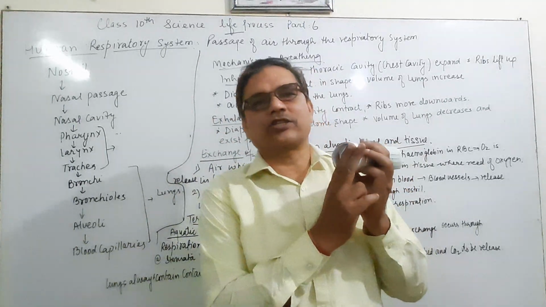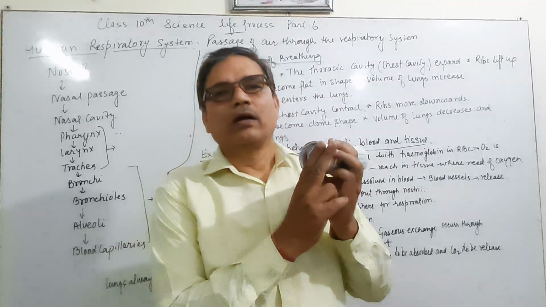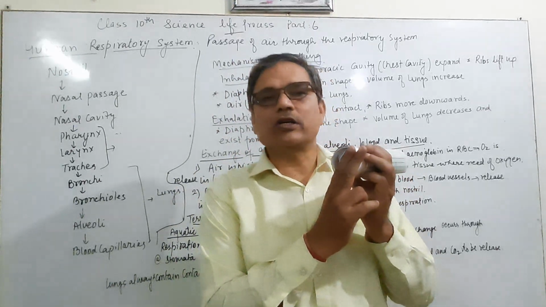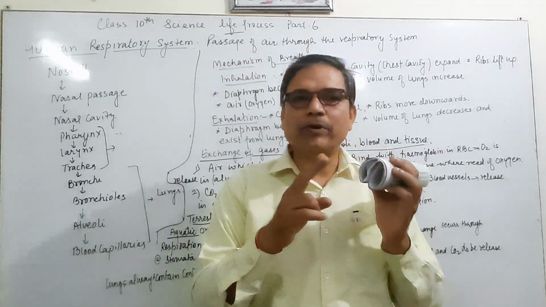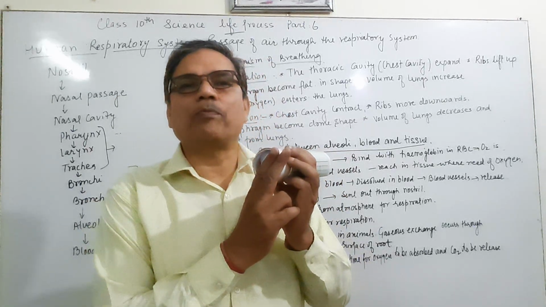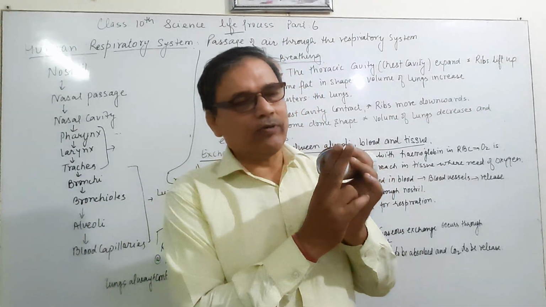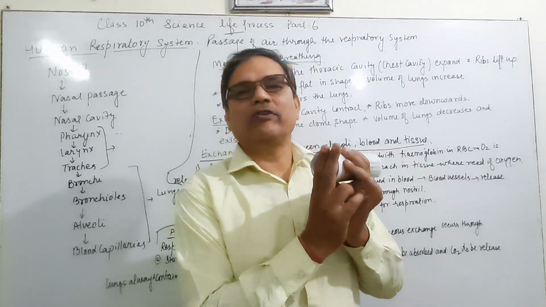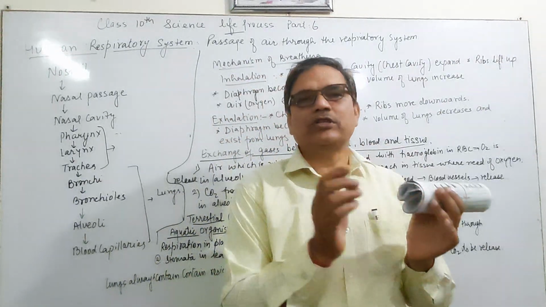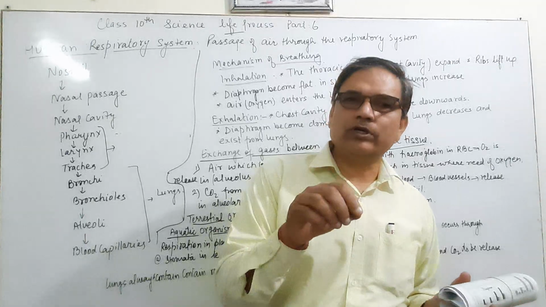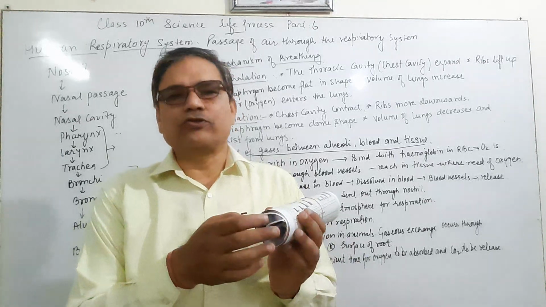This flap-like structure does not allow food to go inside the windpipe at the time of taking food. It ensures that food is not passed to the windpipe. It closes when we take food, and when we speak or inhale, it opens. When we take food, it automatically closes. It opens and closes like this, preventing food from going into the larynx, and directing it to the food pipe, which is the esophagus.